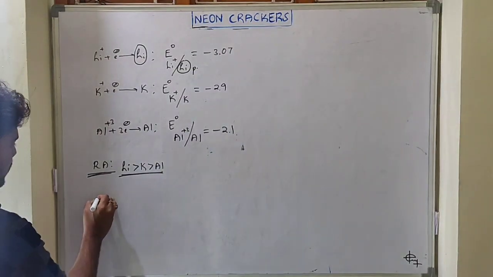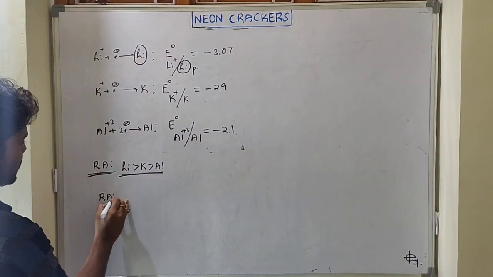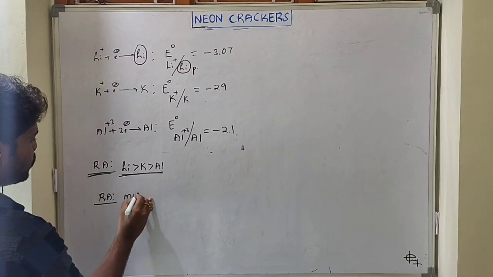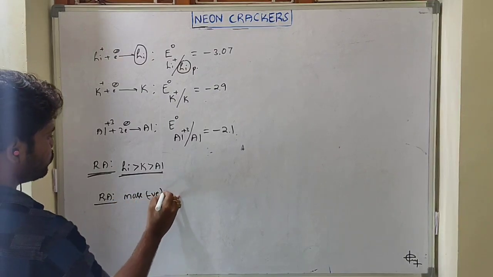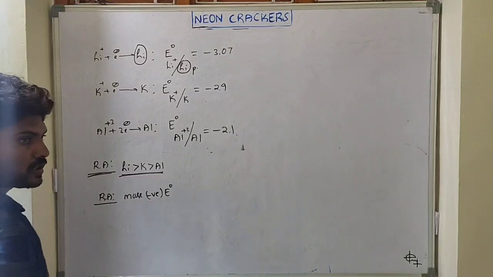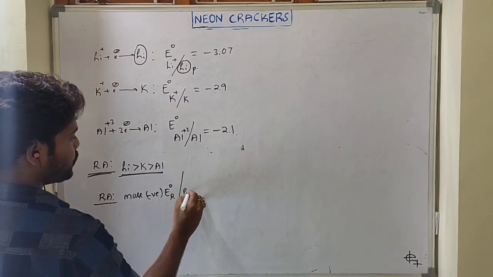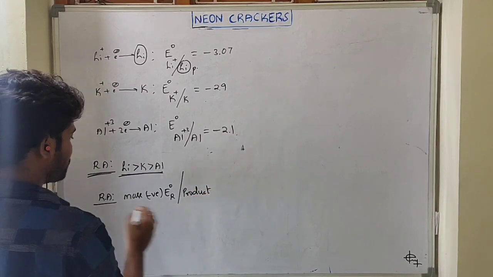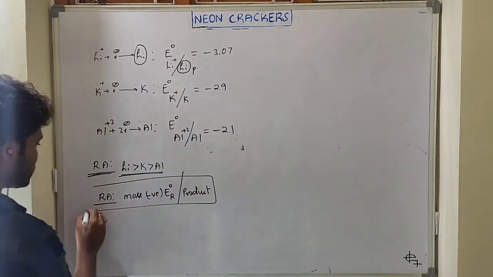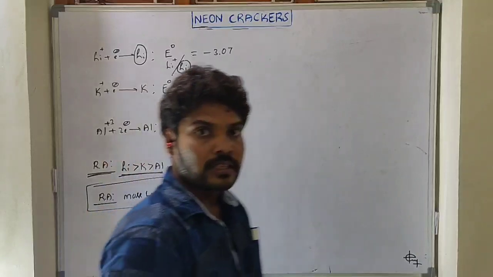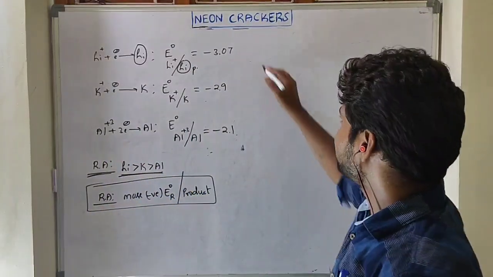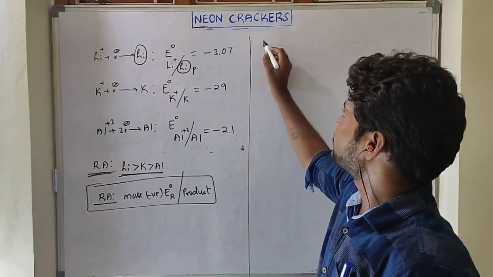So what is the trick for the reducing agent? The more negative reduction electrode potential value, with the product side. This is my shortcut to find the reducing agent. And the next one, the oxidizing agent. Here we have fluorine, chlorine, bromine.